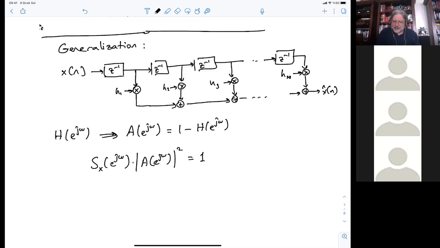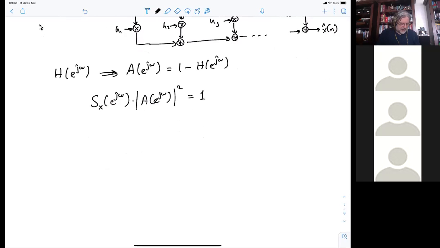So A is trying to do this, which will tell you that you are trying to make this A, at least in magnitude square, as close as possible to 1 over S_X of e to the j omega. This is something that you're trying to make. You are trying to invert the power spectral density of the input as this whitening or noise generating filter.